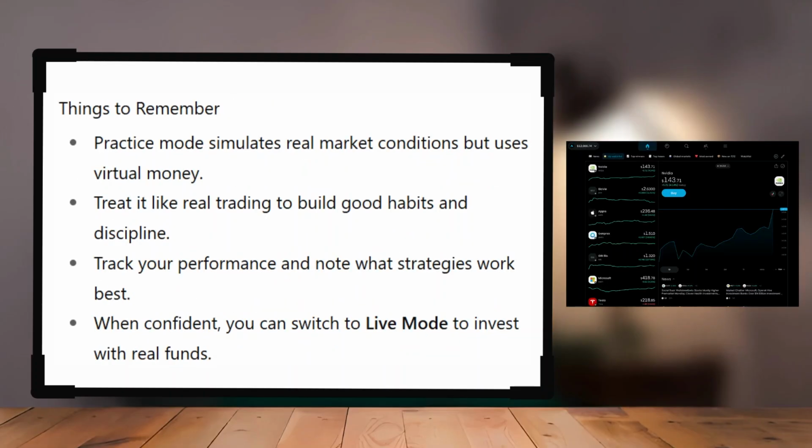Practice mode simulates real market conditions but uses virtual money. Treat it like real trading to build good habits and discipline. Track your performance and note what strategies work best. When confident, you can switch to live mode to invest with real funds.